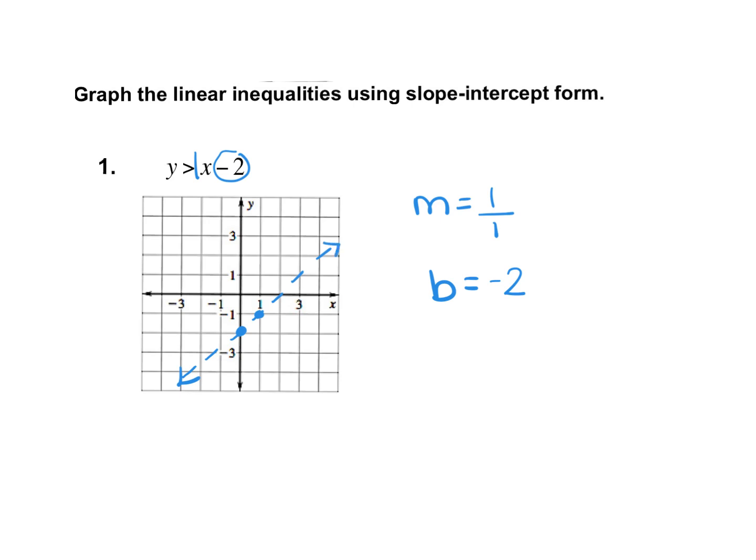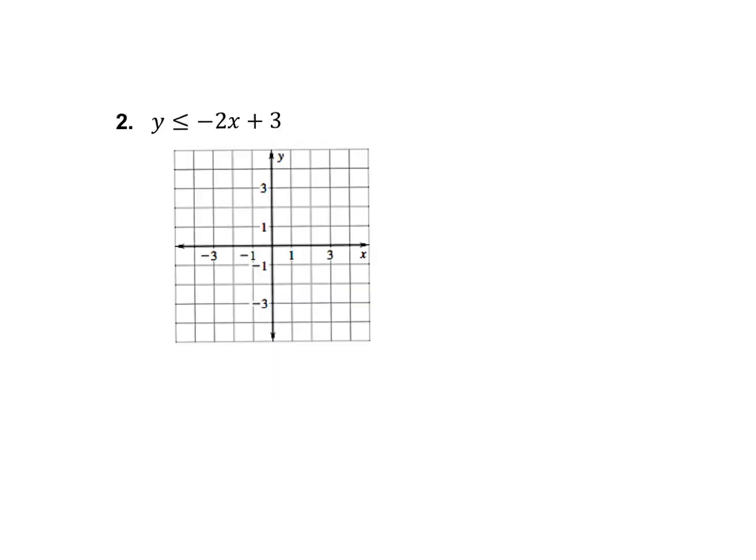And because it's y is greater than, our solution is going to be everything that is shaded above the line. All right, question number 2. We have y is less than or equal to -2x plus 3.